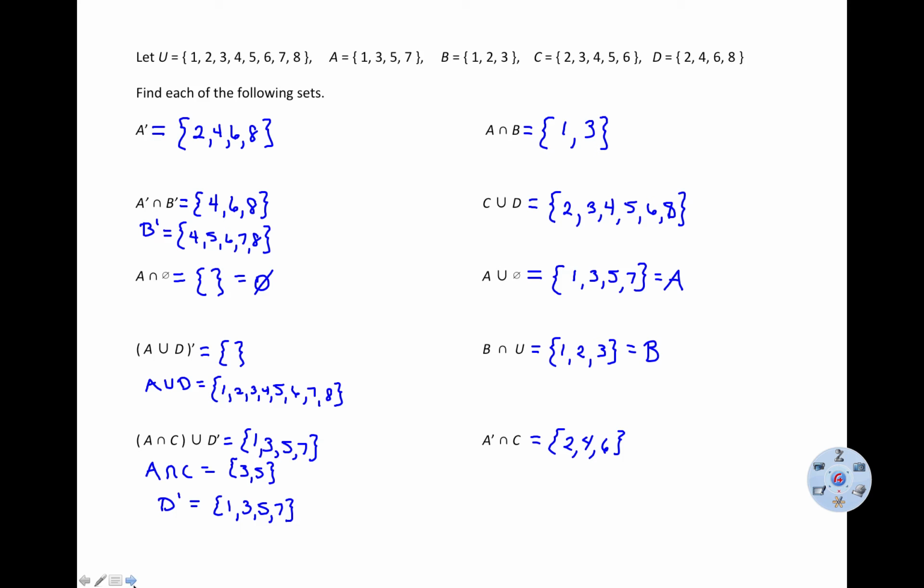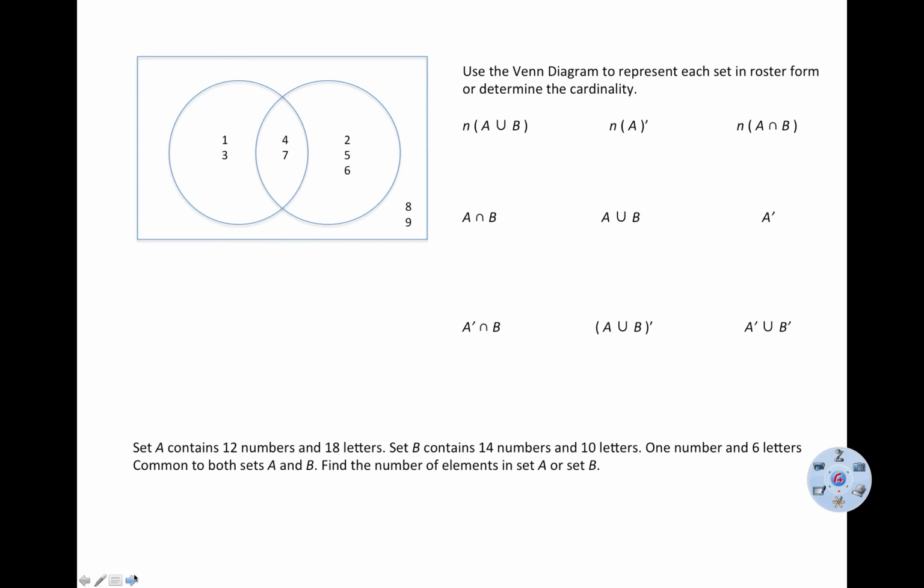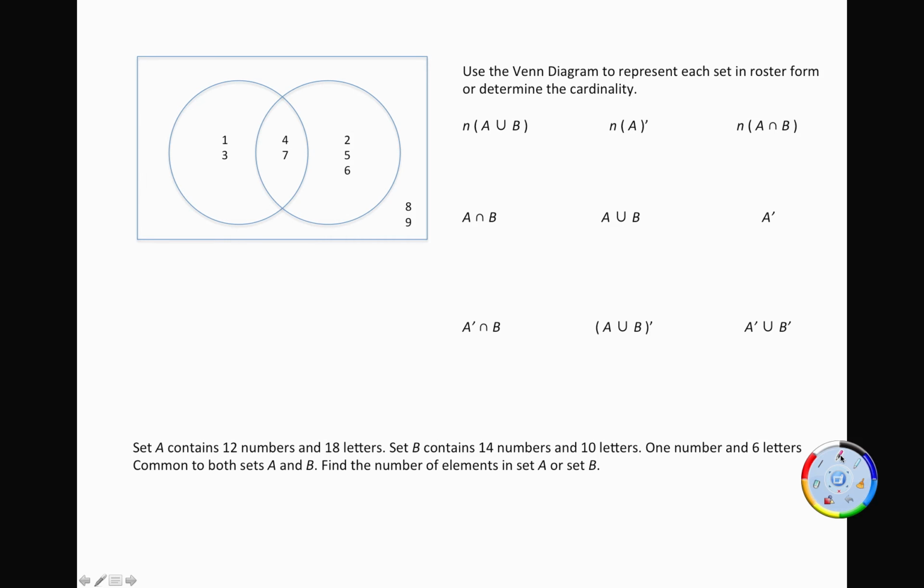Okay. Let's see what else we have. Now we have a Venn diagram. And it says use this Venn diagram to represent each set in roster form or determine the cardinality. Now these first ones are asking about the cardinality. So this is saying I want the number of elements that are in A or B.